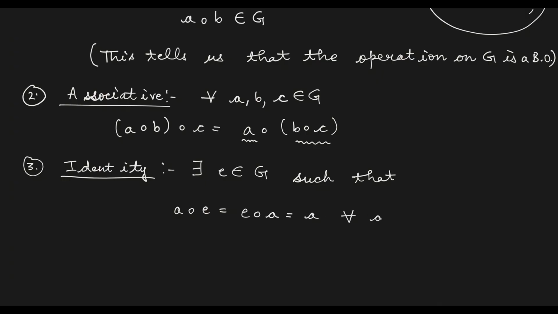For all A belongs to G means, एक ऐसा नंबर जिससे मैं A को मल्टीप्लाई करूँ तो मुझे वो सेम नंबर वापस से मिल जाए. That is known as identity.